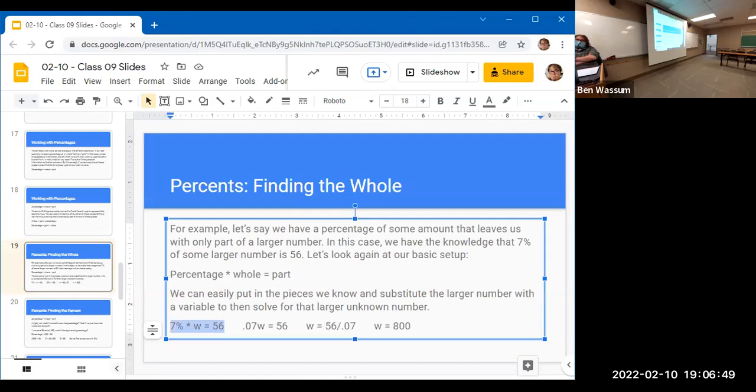All right. So you clean it up a little bit. You convert that 7% to a decimal. We end up with 0.07W is equal to 56. Well, from there, if we were going to solve for that W, we would have to divide both sides by that 0.07, right? Undo that multiplication. So we divide both sides by that. We get 56 over 0.07, which cleans up to be 800. So that means that 7% of 800 is that 56 that we started with.